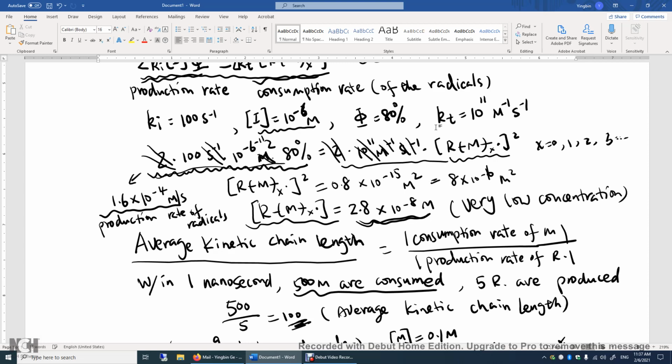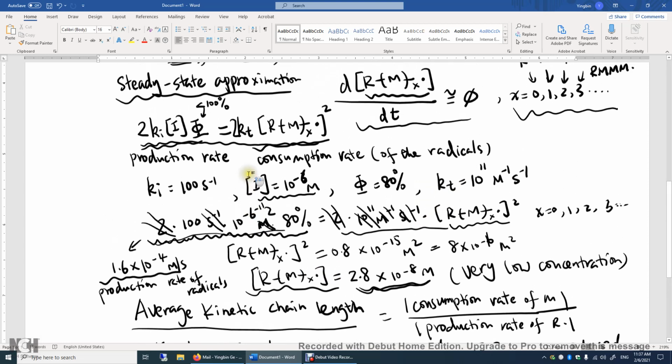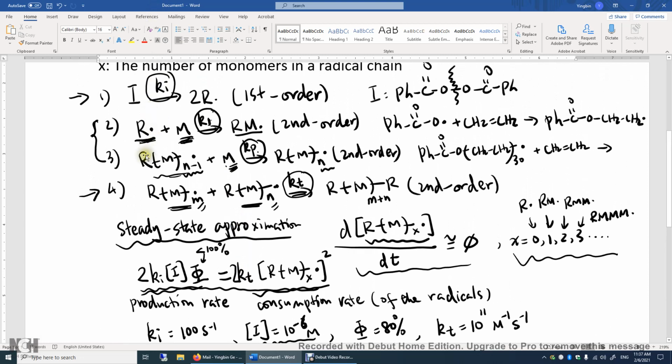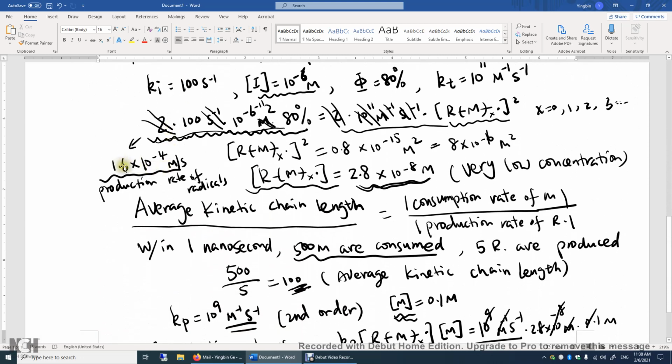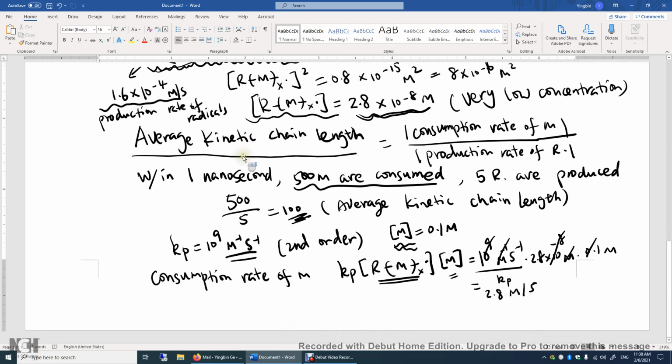All right, you only produce radicals in the first step. In the second and third step, you're just changing the nature of the radicals. Only in the first step, overall, you have a net increase of the concentration of the radicals over here. And the rate is 1.6 times 10 to the power of negative 4. So 2 times 80% is 1.6, and you have 100 here, times the concentration of I, you get 10 to the power of negative 4. So it's 1.6 times 10 to the power of negative 4.